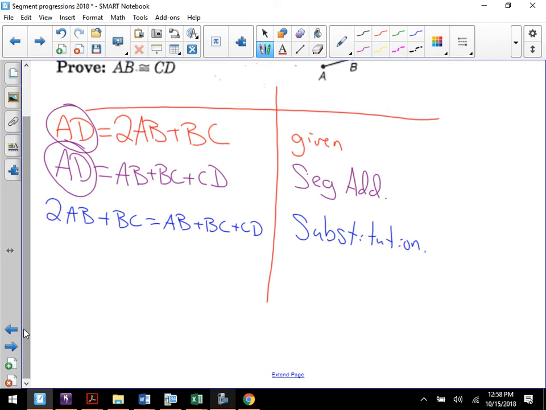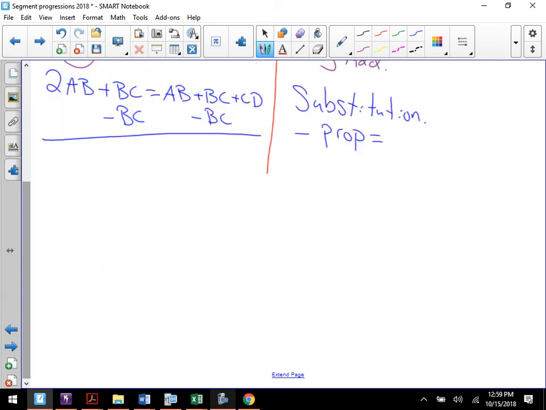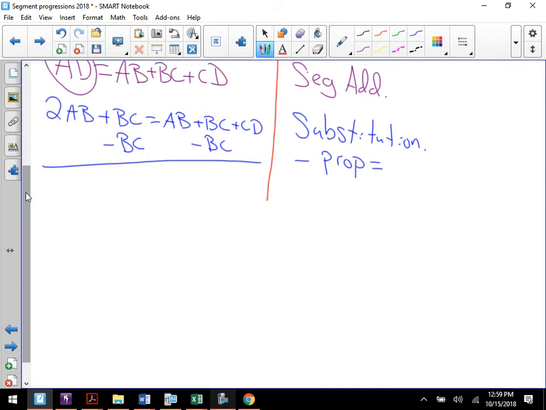Okay? So you did this last week with the algebra stuff. When you're doing subtraction, like you did on all of your equations, you did the algebra, but you wrote down the reasons of what you did. What property did you use? Well, minus prop equal. When you rewrote something, what did you do? Simplify. Now we have 2AB is AB, and CD.